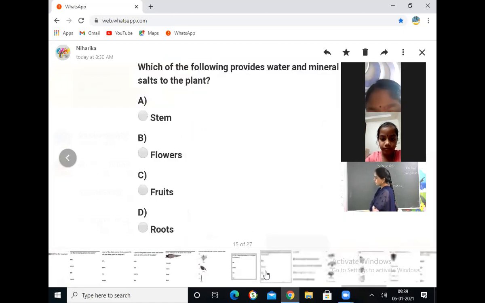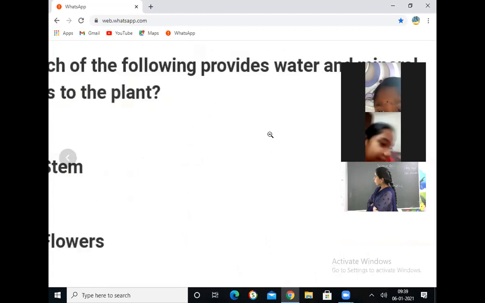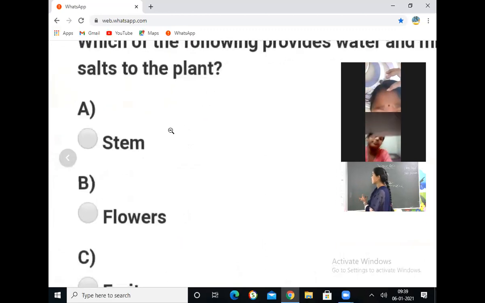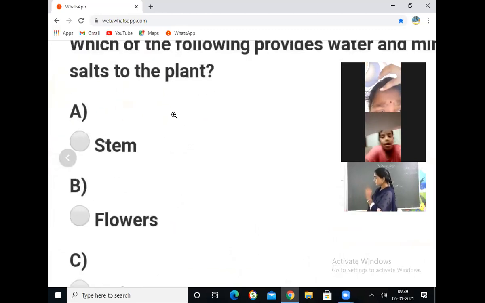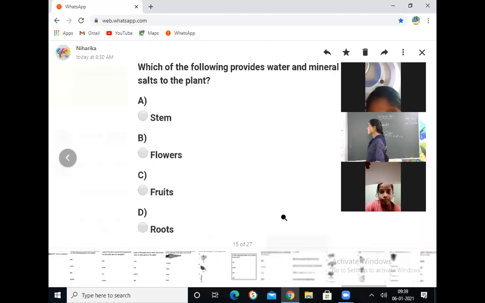Now, question for Srimati only. Which of the following provides water and mineral salts to the plant? Stem, flowers, fruits and roots. Who will observe water in the plant? Root, ma'am. Root. Yes, very good. Next question for Varsha.